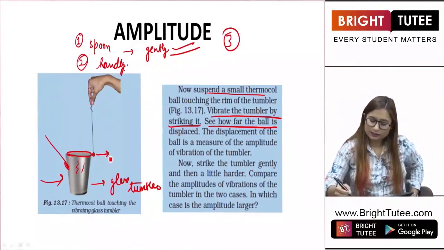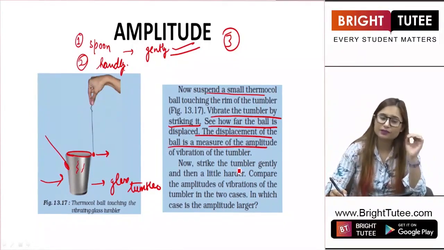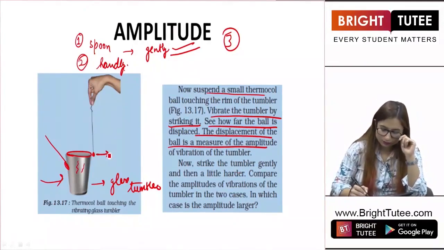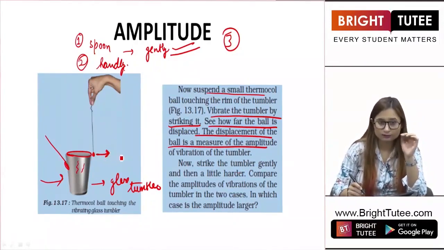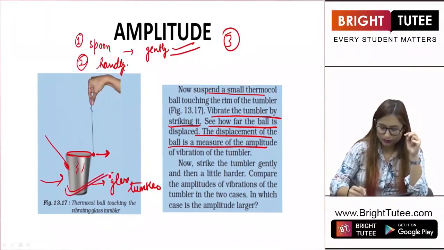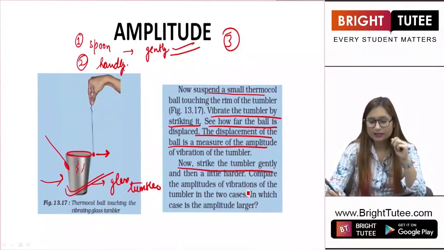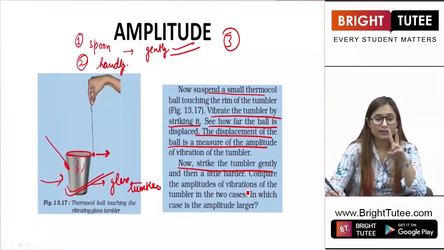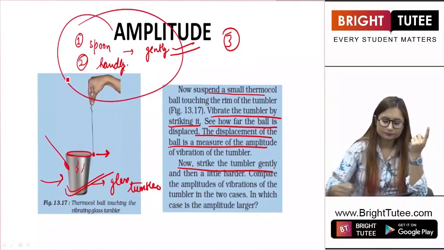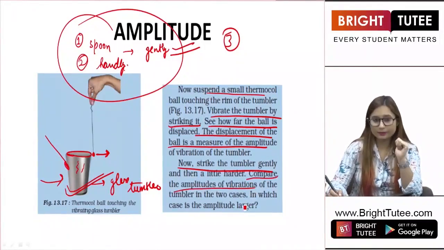The displacement of the ball is a measure of the amplitude of the vibration of the tumbler, right? The distance travelled by this ball, the displacement, is basically the amplitude of the vibration of this glass tumbler. Now, strike the tumbler gently and then a little harder. You are striking it two ways, again using the same technique. Firstly, you hit the glass gently and then you hit the glass very hard. Now, compare the amplitudes of vibration.